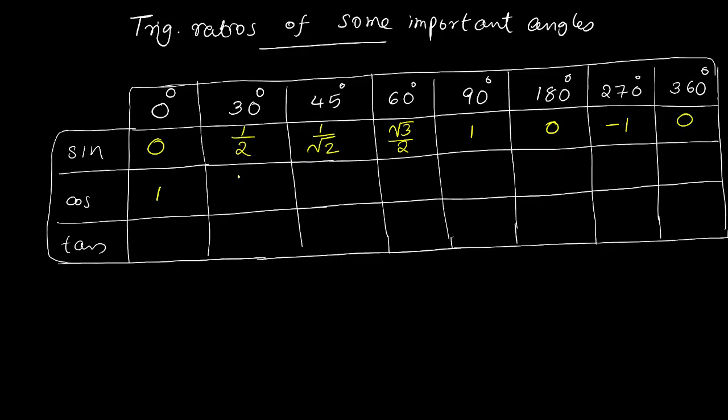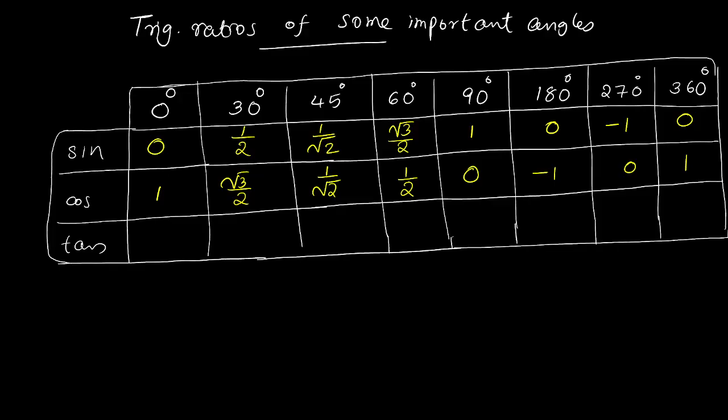Cos 0, 1. Cos 30, root 3 by 2. Cos 45, 1 by root 2. Cos 60, 1 by 2. Cos 90, 0. Minus 1, 0, 1. At least sine and cos you have to memorize.